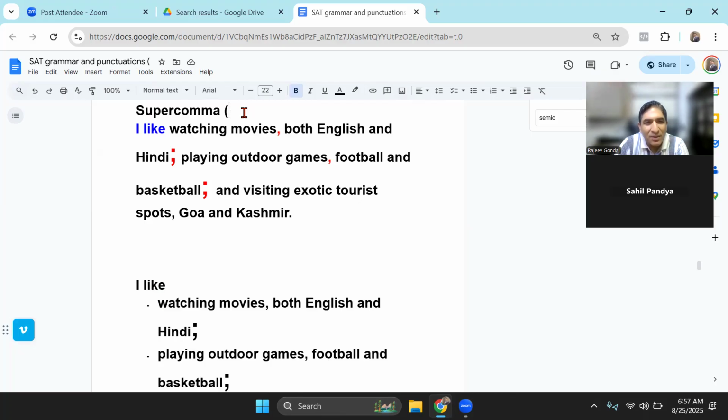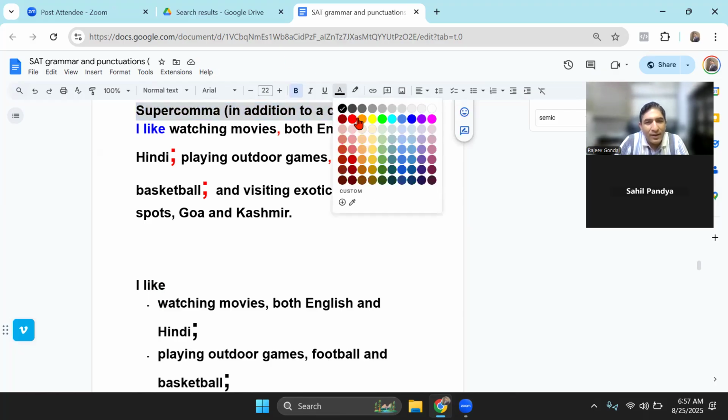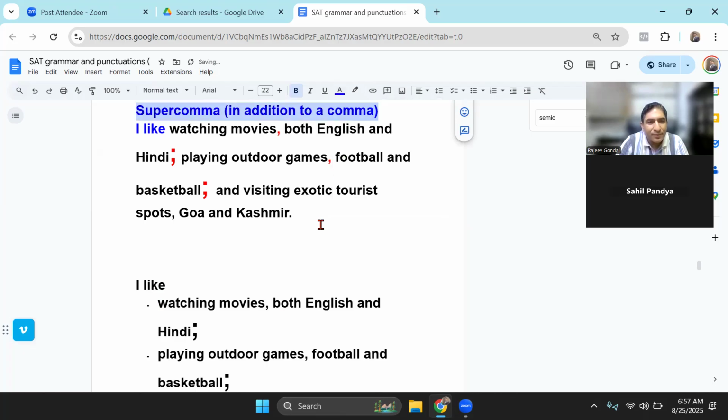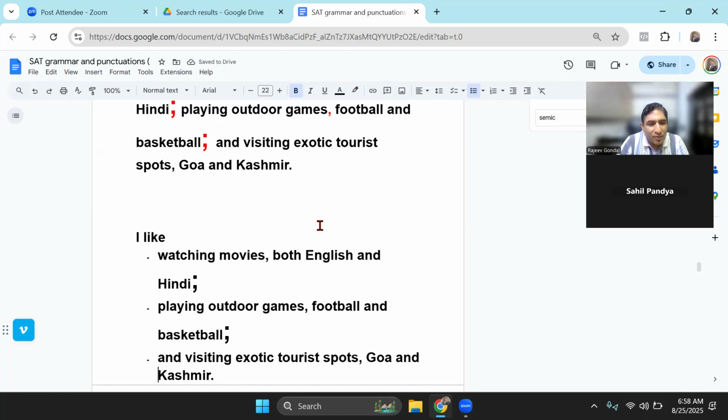And that's how you use a semicolon. Are you absolutely clear about it? Yeah. So this is what we call a semicolon being used as a super comma, which means in combination with a comma, or in addition to a comma. So that's where we call it the semicolon being used as a super comma. And yeah, we learned it.